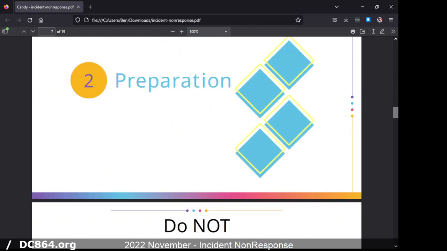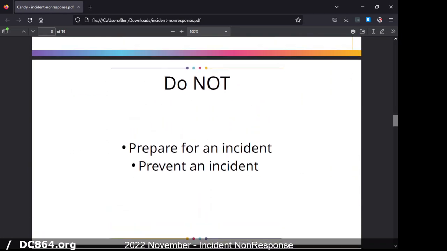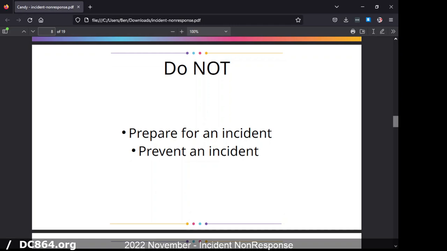All right. Now, this is a what-not-to-do. So please take all of this with the advice of what not to do first, and then hopefully I will explain why that is bad and give you some fun examples. So do not try to prevent an incident, and do not try to prepare for an incident. These will end up futile.